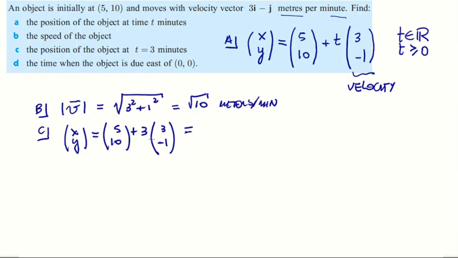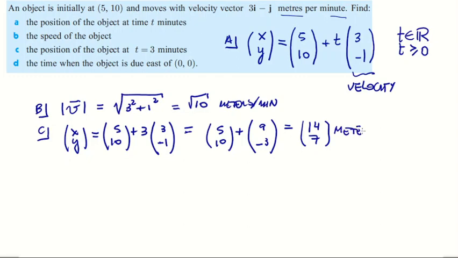If you find this too much at once, you can split and do it step by step. It's not a problem. 3 times 3, that's 9, and 3 times negative 1, that's negative 3. You don't have to do stuff straight away. If you feel like this is going to lead to fewer mistakes, you just do more steps. So 5 plus 9 is 14, and 10 minus 3 is 7. So this would be the position, in meters, right? This would be the position of our object at t equals 3 minutes.